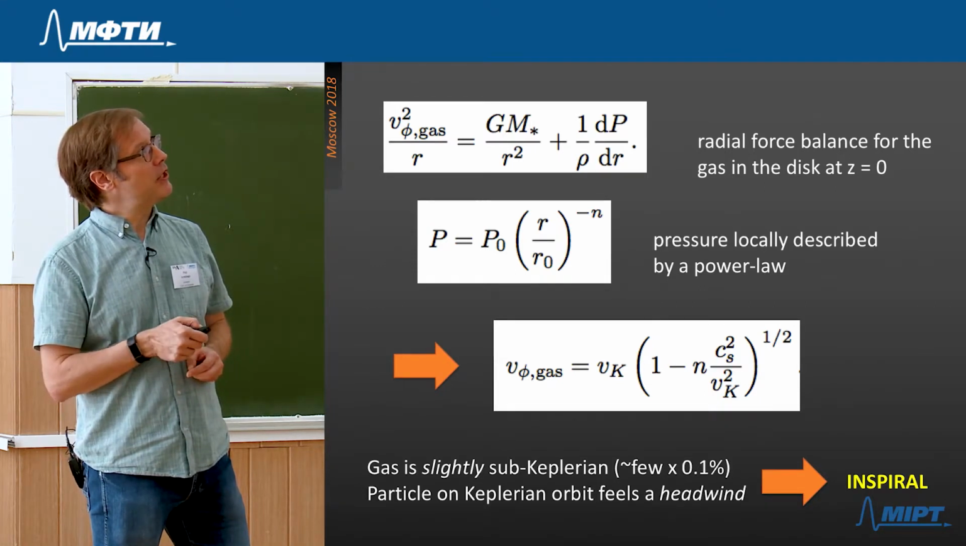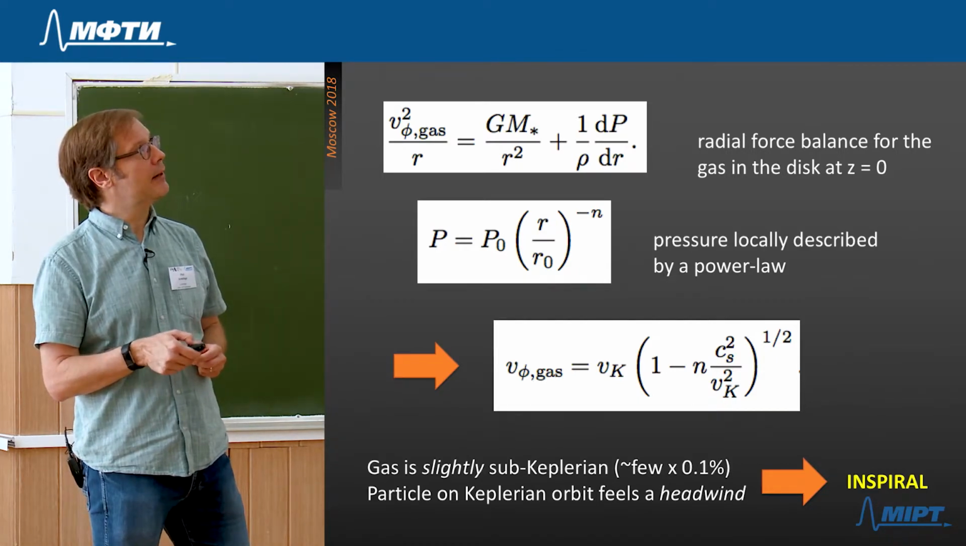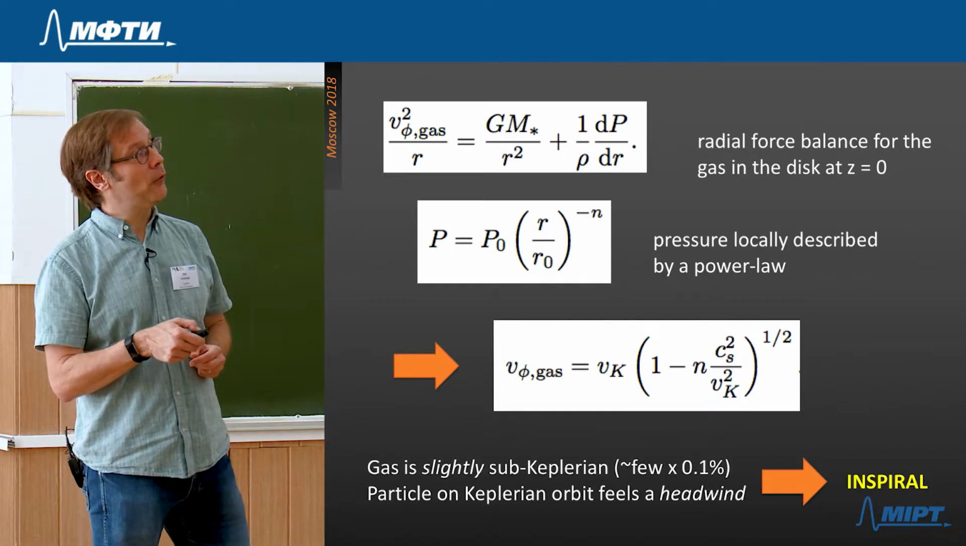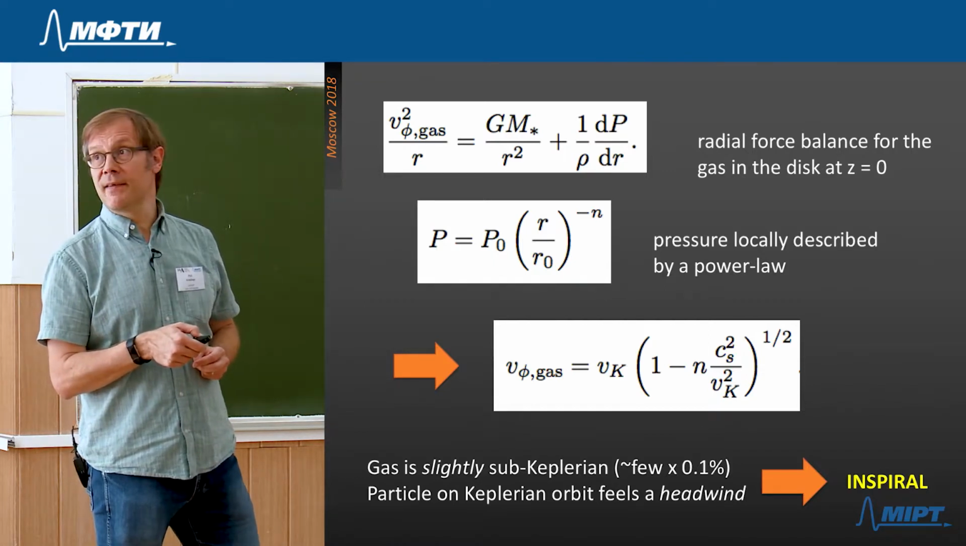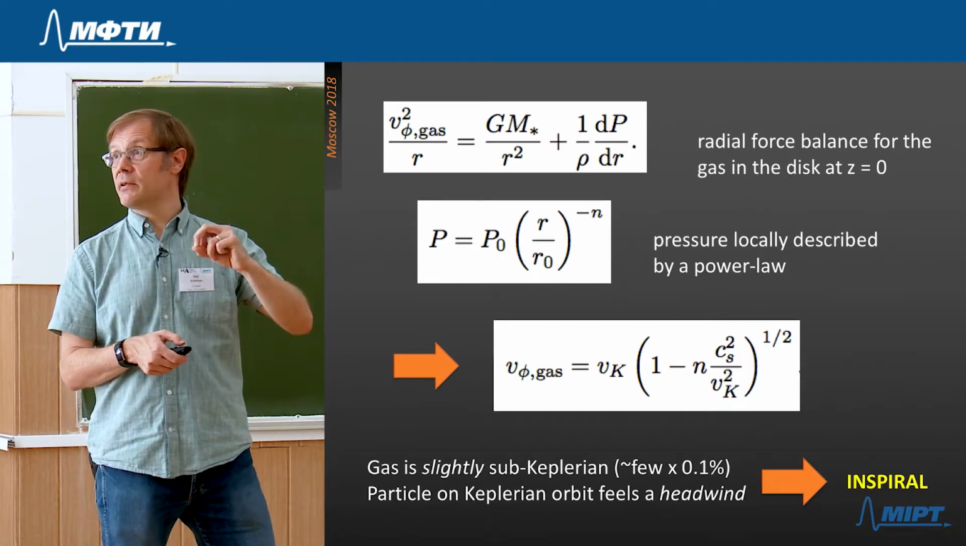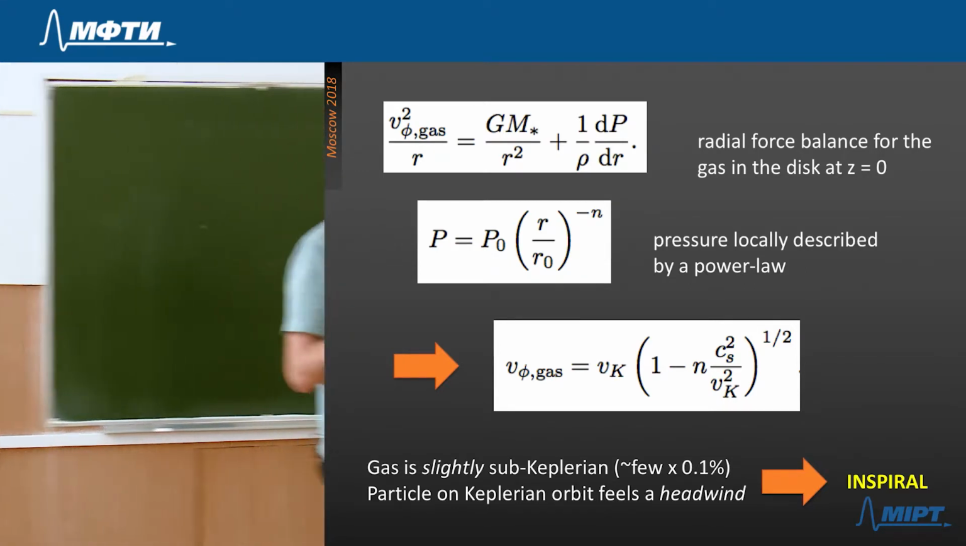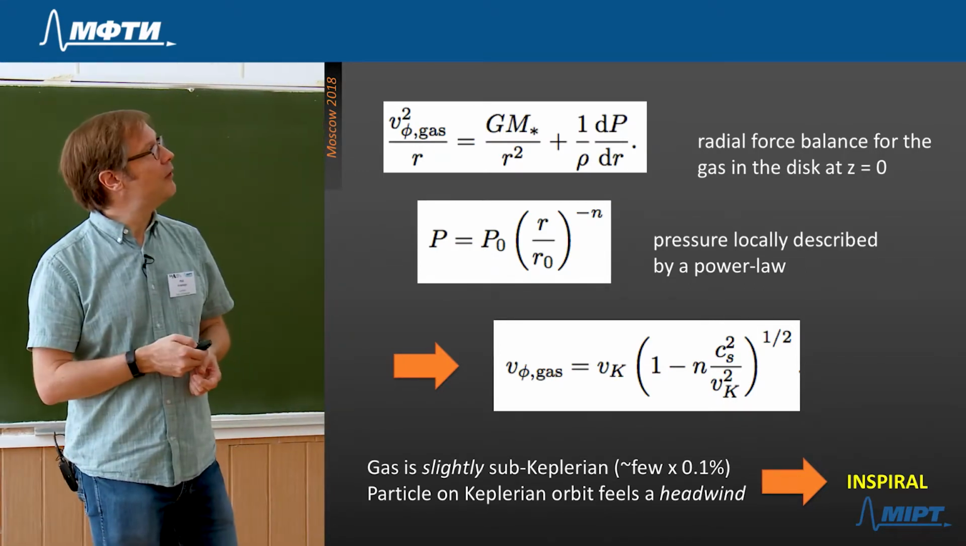Then we get a simple expression for the difference between the Keplerian velocity and the local azimuthal velocity of the gas. Right? It's, as I said before, second order in the ratio of the sound speed to the Keplerian speed, which is just the ratio of the disk scale height to the distance from the star. Okay, so this is this small, few tenths of a percent sub-Keplerian velocity headwind.